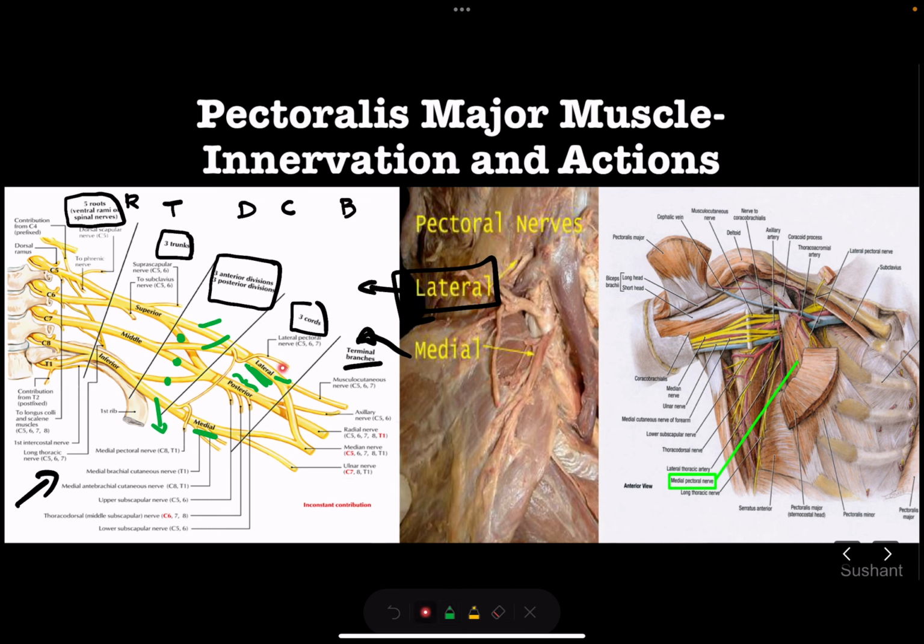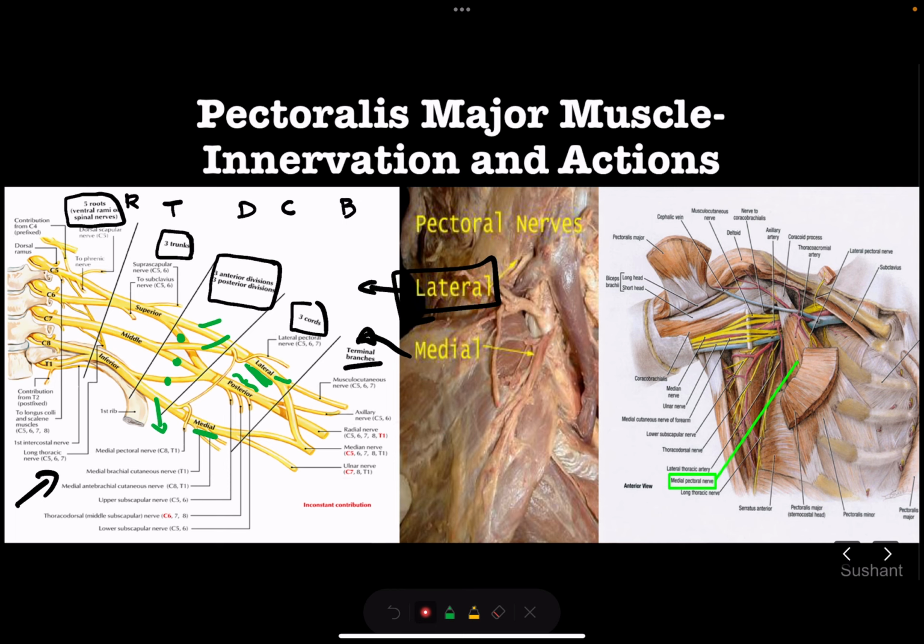Now from the lateral cord of the brachial plexus, we have this nerve coming, that's the lateral pectoral nerve, which derives its fibers from C5, C6, C7. So C5, C6, C7. That's the lateral pectoral nerve. The lateral pectoral nerve supplies the pectoral muscles, the pectoralis major and minor muscles, after piercing the clavipectoral fascia.